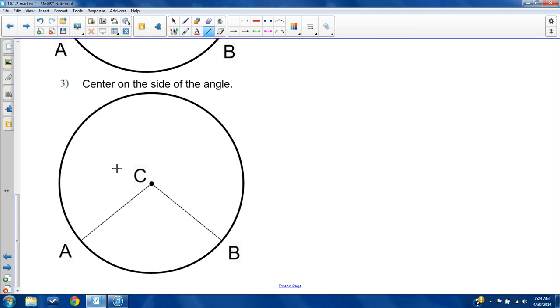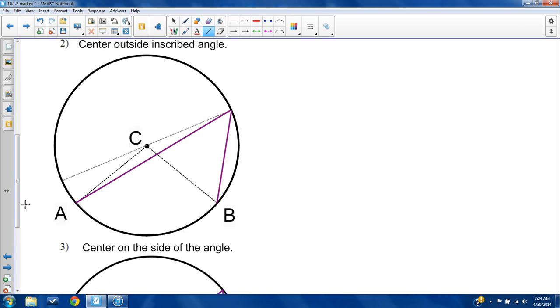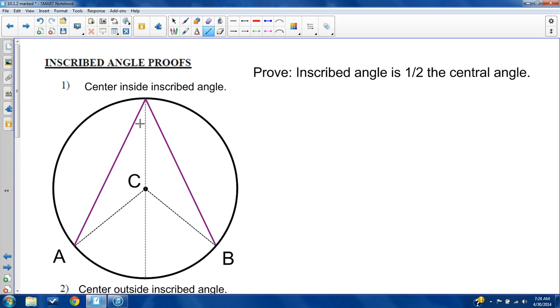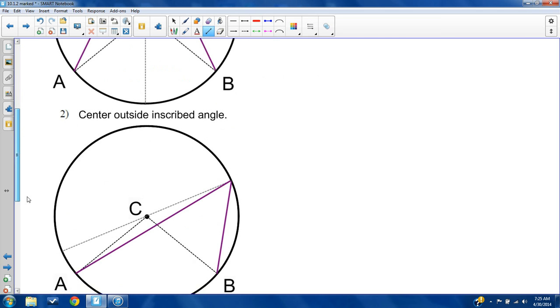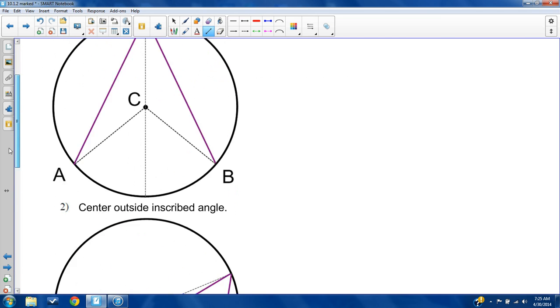This one will be relatively simple, where the center is on the side of the angle. So basically, if I drew a diameter like this, the center is right there. It's on one of the sides of the inscribed angle like that, and it goes out like that. So we'll talk about those three different cases, and we'll say, okay, we'll prove that this angle and this angle are not only all the same, but they are exactly half the measure of this. Well, I guess we're not going to prove that they're all the same, but proving that they're half the measure of the same exact central angle on all three would mean that they are the same.